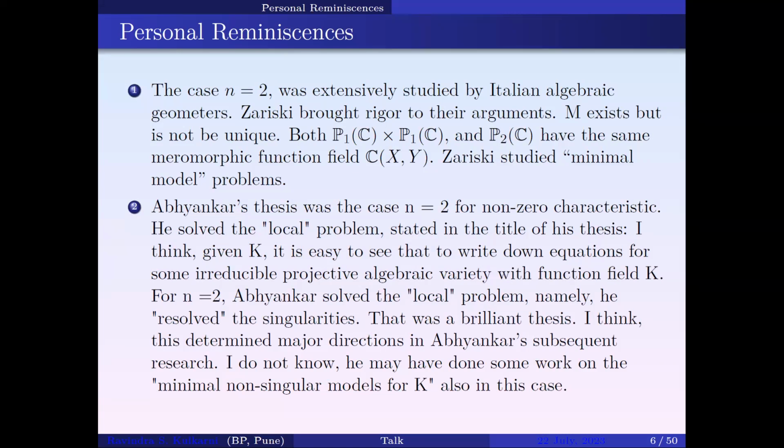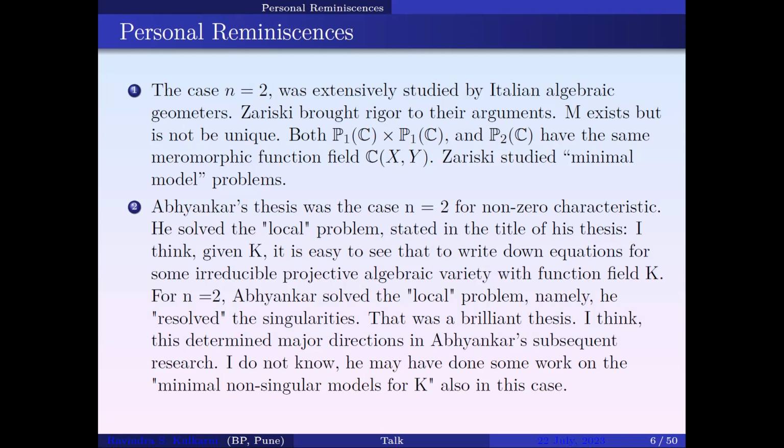and maybe even polynomials finally, so that capital K is the field obtained by the generators over little k. So I think given capital K, it is easy to write down equations for some irreducible projective algebraic variety with function field K. Capital K is a field, and this variety is irreducible because it should correspond to the prime ideal and so on. The usual results in algebra.